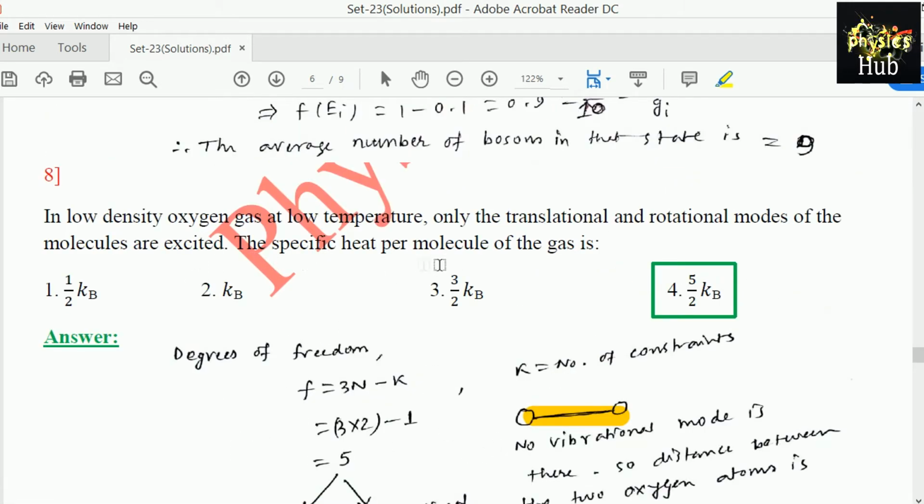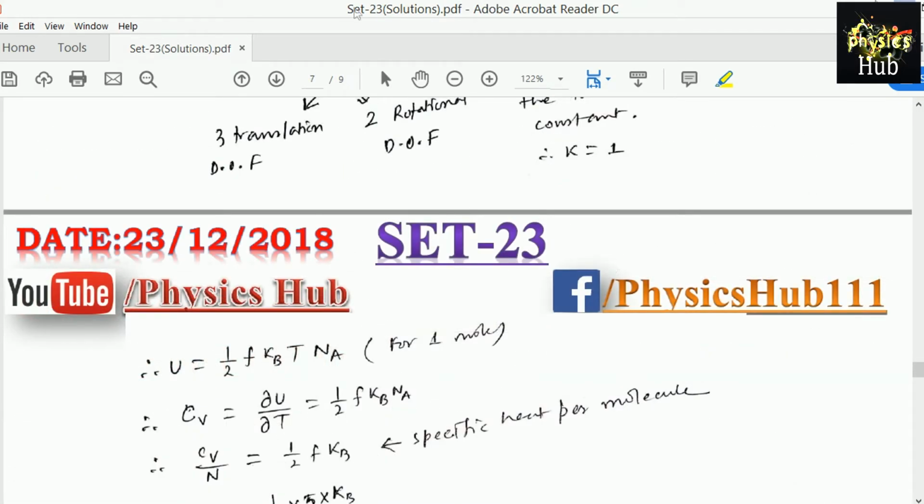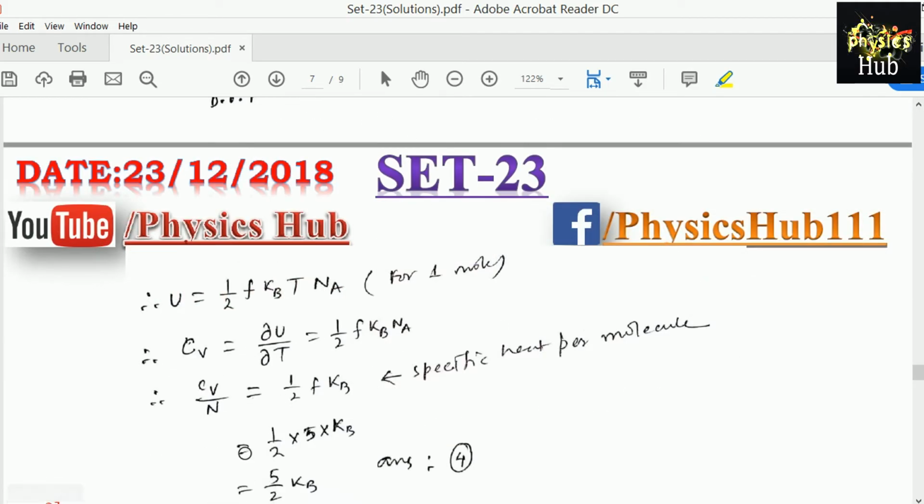Now we have to calculate the specific heat. Before calculating the specific heat, we need to know the total energy or internal energy. U equals half F kBT into Na. If you remove Na, that is for one molecule, but if you multiply by Na, then it is for one mole. Therefore, Cv equals dU by dT equals half F kB into Na. Now Cv by Na, the specific heat per molecule, equals half F kB.